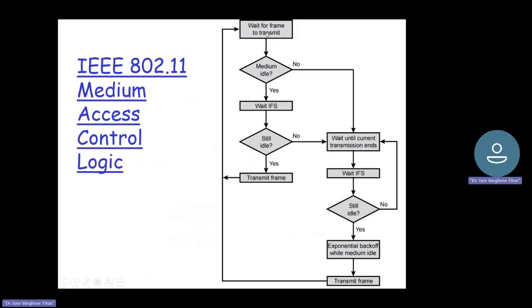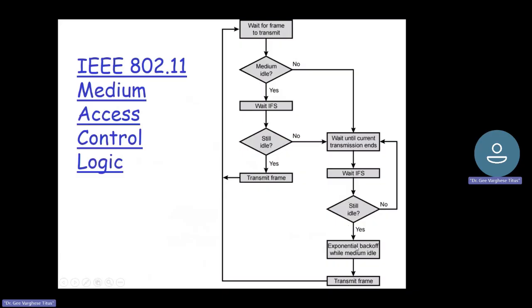Now scenario two is that you want something to transmit, but at that time the medium is not idle. That means somebody else is transmitting, so you have to wait for that transmission to be over. Once that is complete, you have to again wait for an IFS, and if it is still idle, you have an exponential backoff.